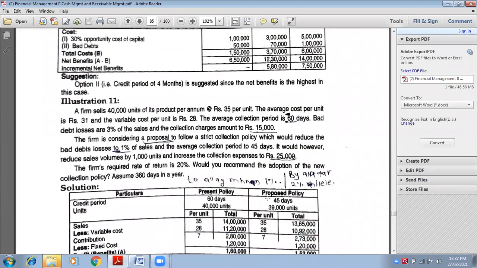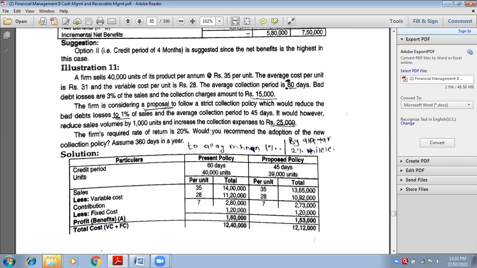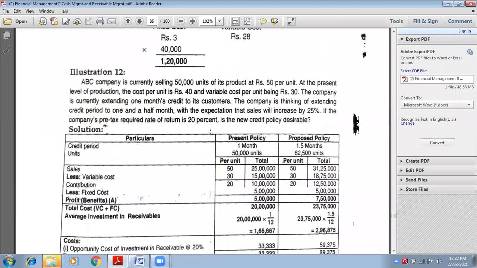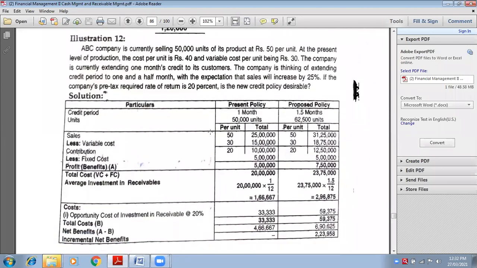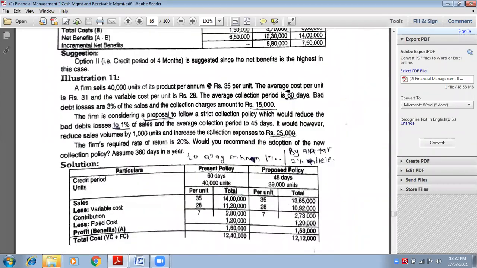Okay, let's do this 11th now, and then we will wind up, and our chapter will be over then. In the next lecture, we will start with the last chapter pending, which is budgeting. Now let us quickly start this question, and the 12th sum will be homework for you. Note that down. Now let us quickly begin with the 11th.